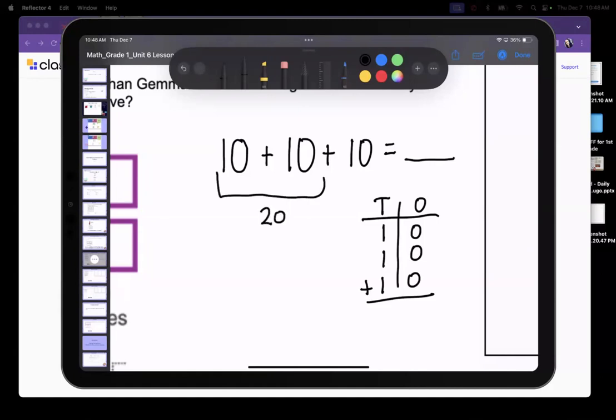You can also break it up. Again, there's no right or wrong way to do this. It's just how your brain sees numbers. You're just playing with numbers. That's all you're doing. Right?